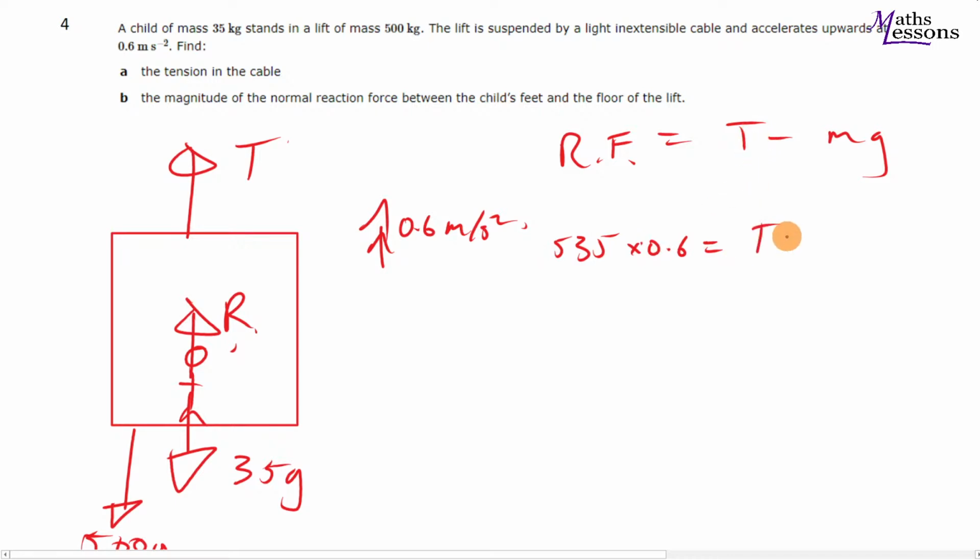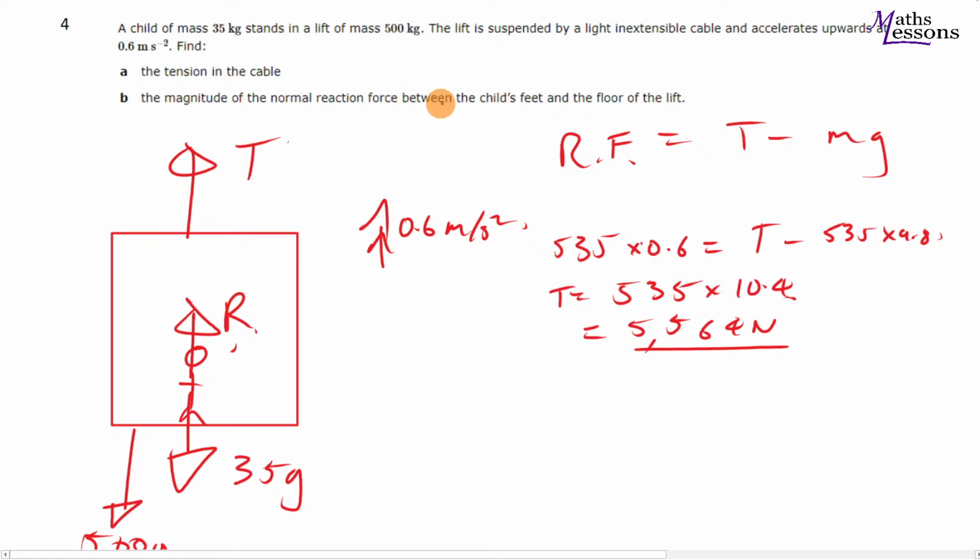We don't know the tension. We know the mass, 535 times 9.8. So the tension will equal 535 times, add the 0.6 into 9.8 will give me the 10.4, and that comes out to be 5564 newtons.